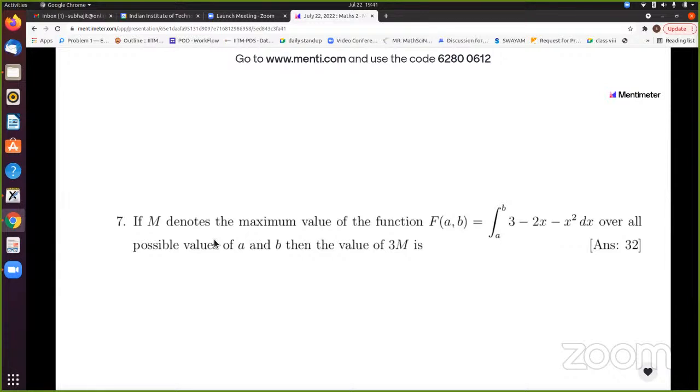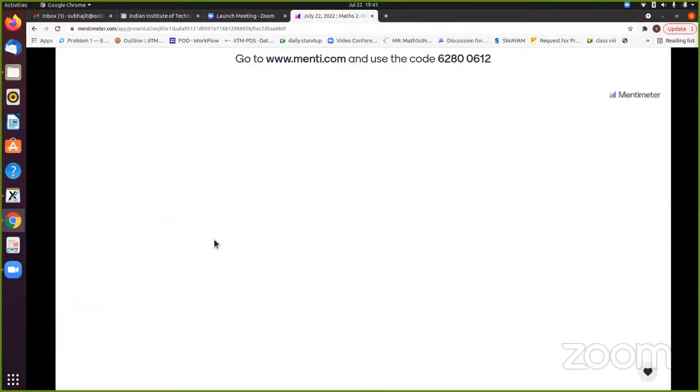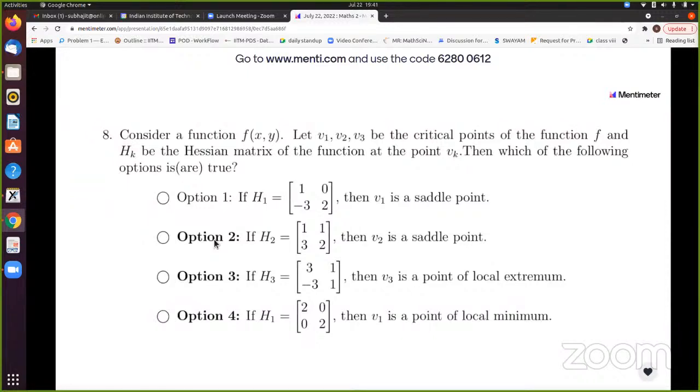So 3M. The value of M will be, I think, 32/3. That's why for 3M we asked for an integer. Okay.